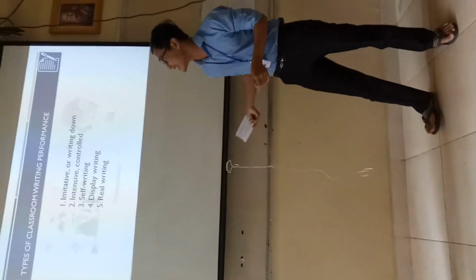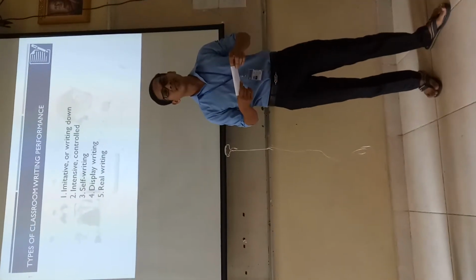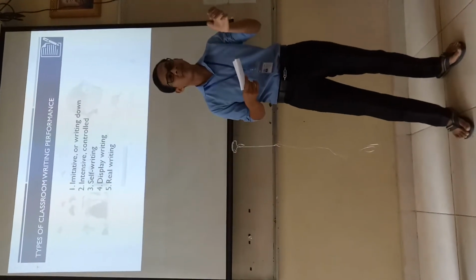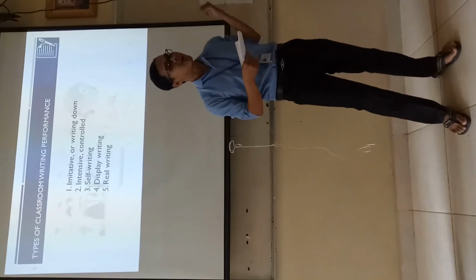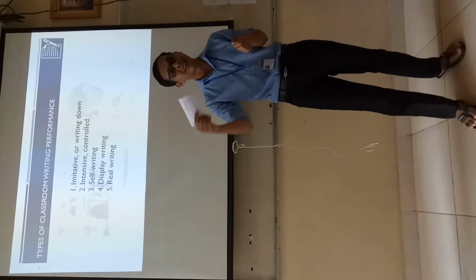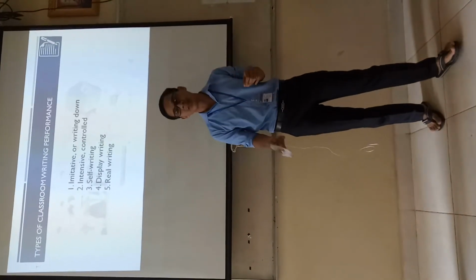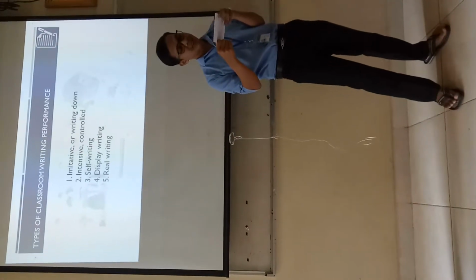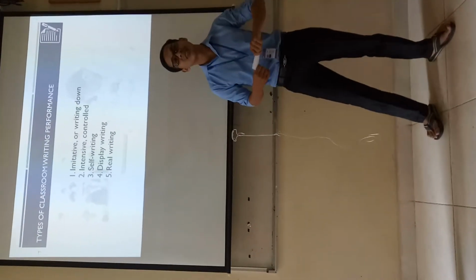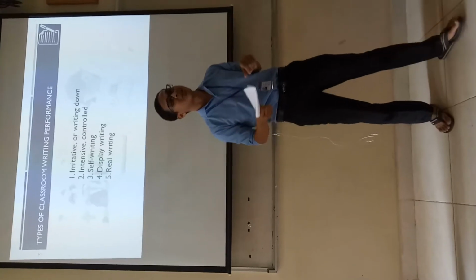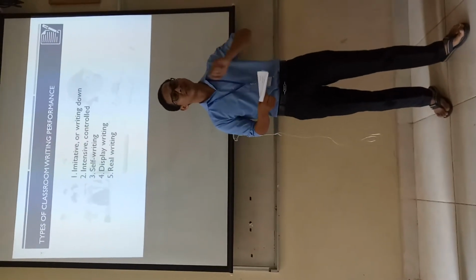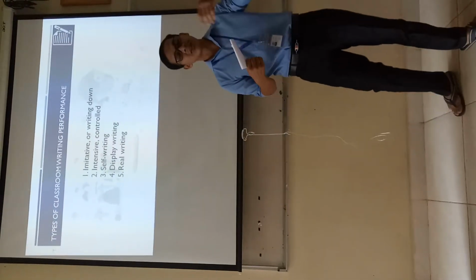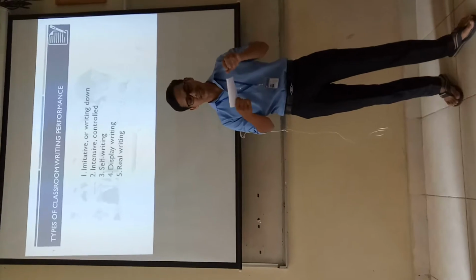For imitative writing, it's used for beginner students. They just copy from the teacher on the whiteboard. Whatever the teacher writes, they will copy down on their paper or into the book. And intensive refers to the students following the structure that the teacher gives to them, and they start to write following the structure. It means they stop copying from the teacher, but the teacher just gives them the structure and they follow the structure instruction.